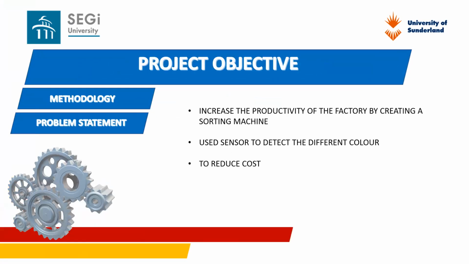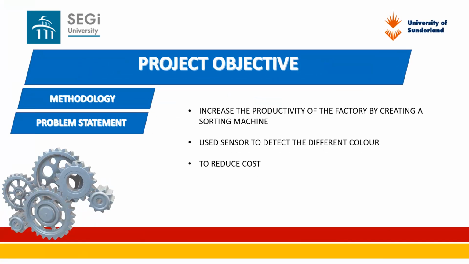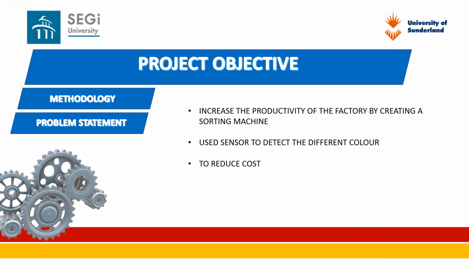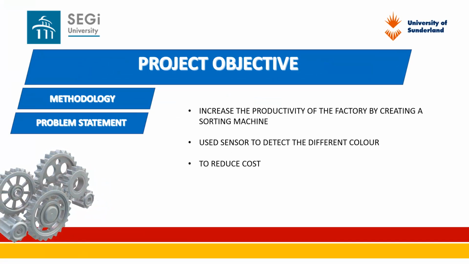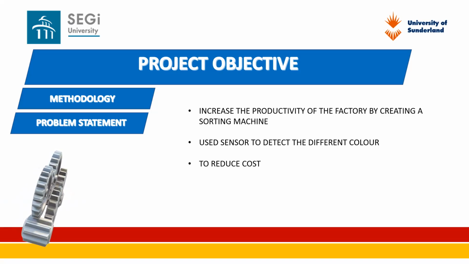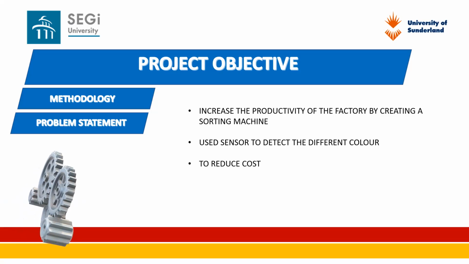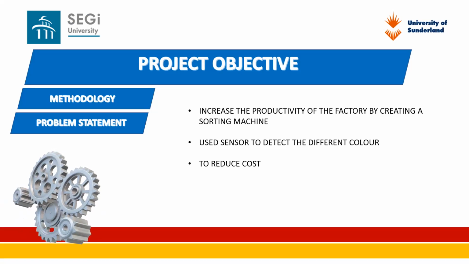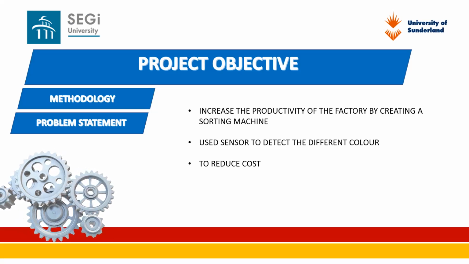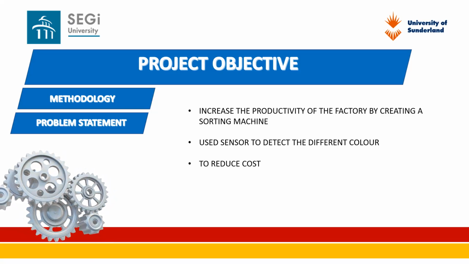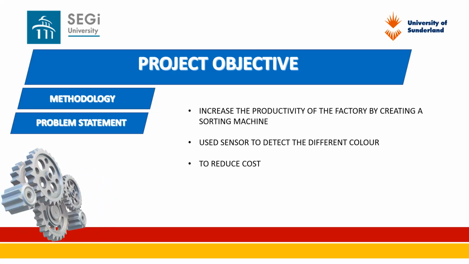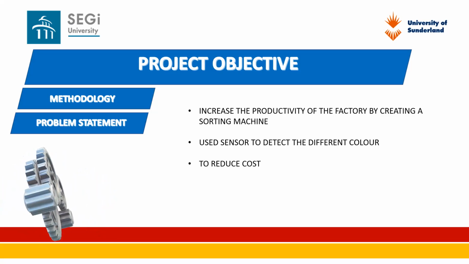So about the project objectives. For the first one, we plan to increase the productivity of the factory by creating automated sorting machines. Instead of using operators, we use sensors to detect the different colors, so we can save a lot of cost. And the third one is to reduce cost, because we don't want to lose a lot of money. By replacing the human with the machine, the ROI becomes shorter.